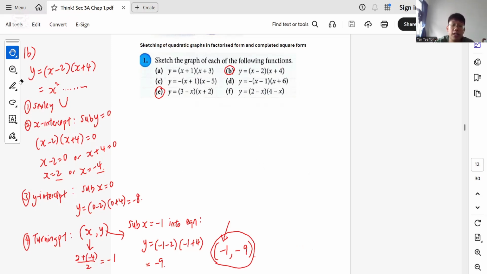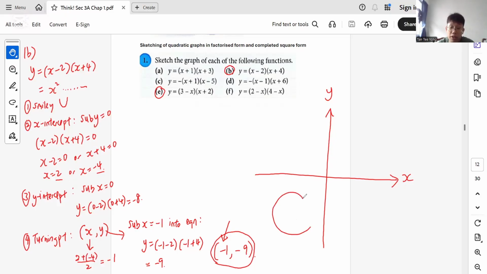Okay, so now let's draw the graph. So this is the y and x-axis. Because it's a smiley face graph, and it cuts at 2 and negative 4, and our turning point is at negative 1, negative 9, that means the turning point is somewhere around here, right? Okay, so basically it's just going to be like that.